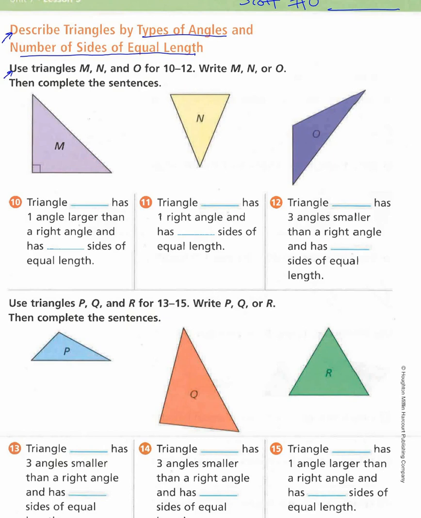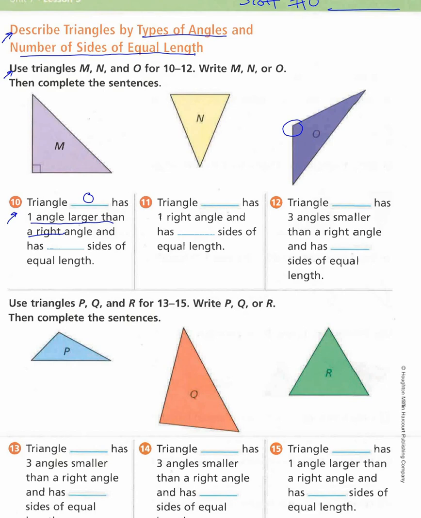And we're going to complete the sentences. We're going to fill in the blanks on these. So let's look at number 10. Triangle blank. Which triangle has one angle larger than a right angle and has blank sides of equal length? Which of these triangles has one angle larger than a right angle? Let's answer that first. There's only one. And hopefully you chose O right here. This angle is larger than a right angle, right?